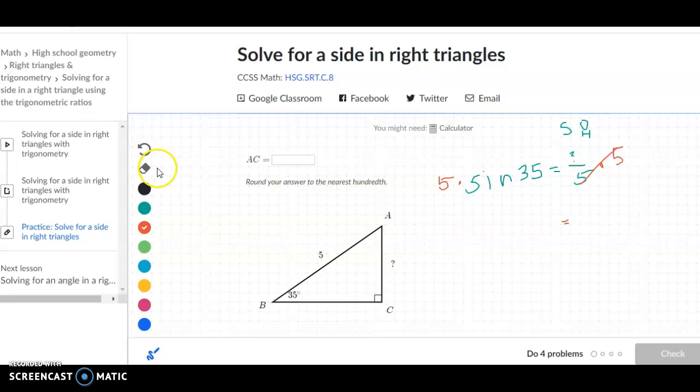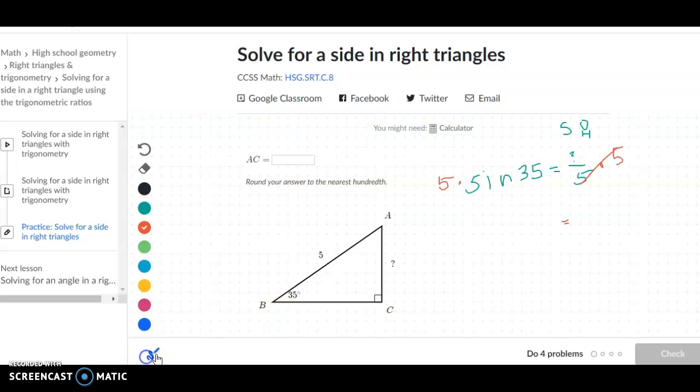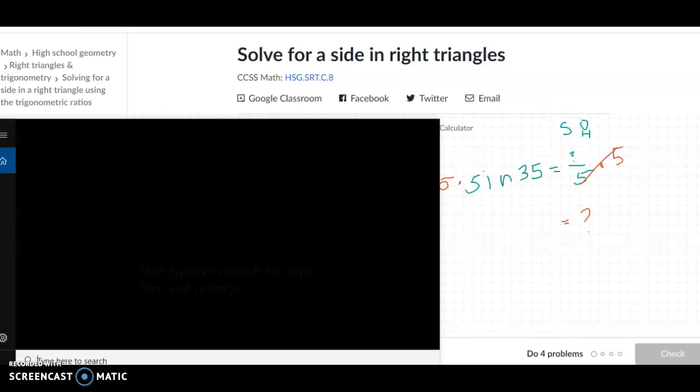And it says you might need a calculator. So I guess you would use your own calculator for that, okay? And you would type that in, and you would get your answer to the nearest hundredth. This is in degrees, so let's make sure you're in degrees.